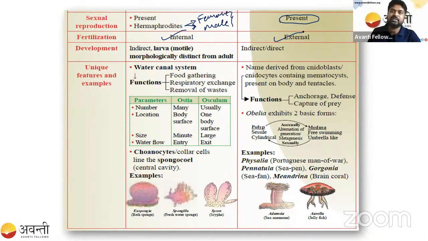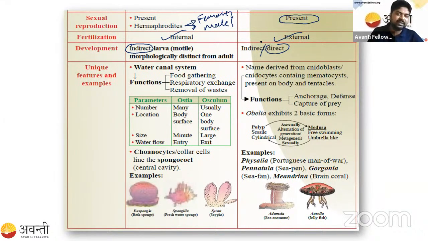In case of human, fertilization is internal. In case of frogs, fertilization is external. Okay. Next is the development. Then you can see the indirect and direct development here. Then what is the difference between indirect and direct development?